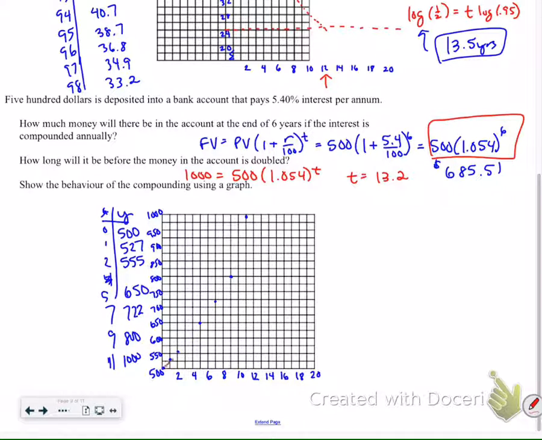So here, a little curvy there at the end. So that's my graph. All right.